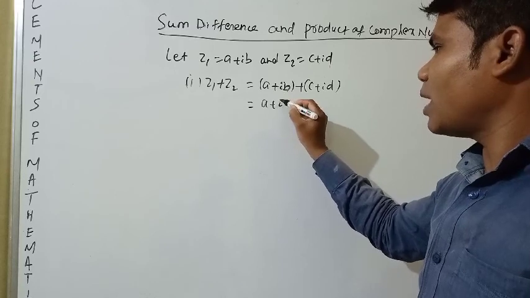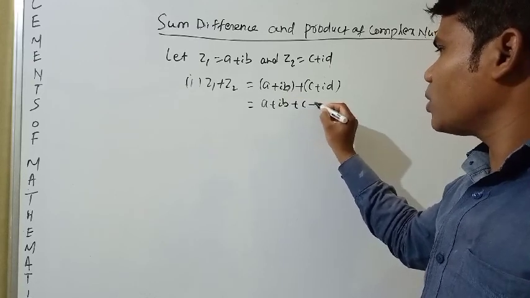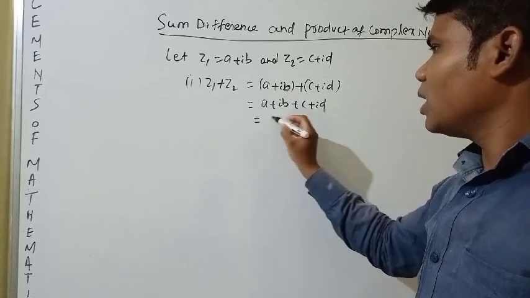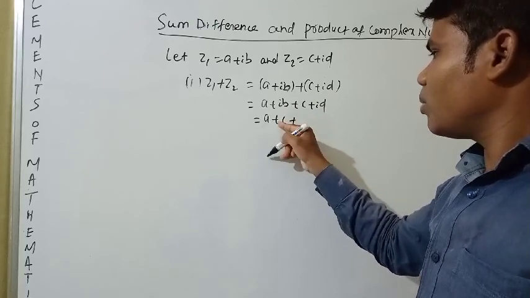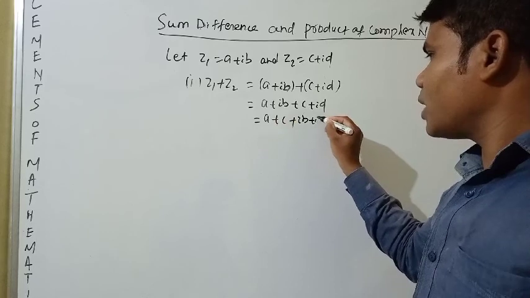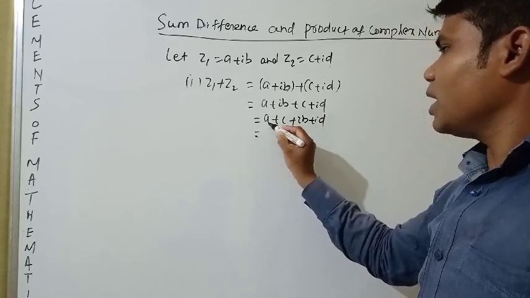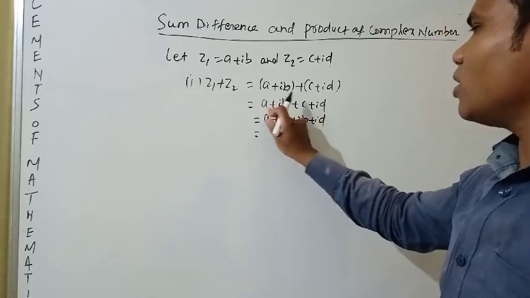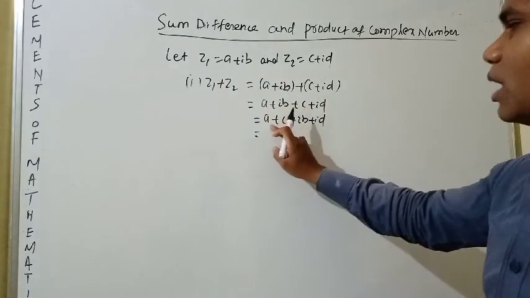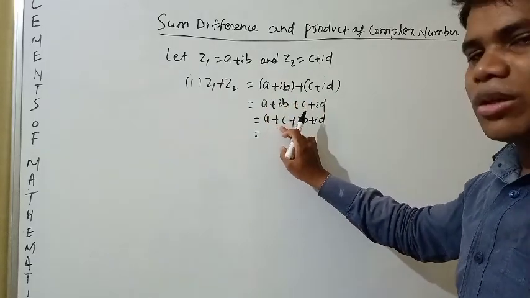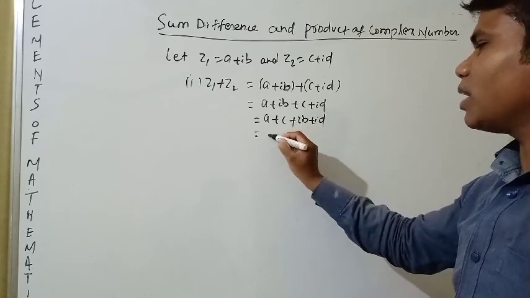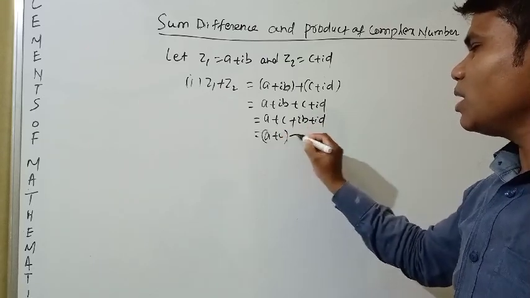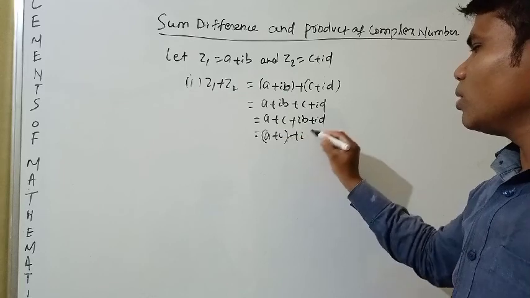Now A plus IB plus C plus ID. That means A plus C plus IB plus ID. You see A is real part, C is also real part. That means real part will be added to the real part and imaginary part B added to the imaginary part. So this is equal to A plus C plus I into B plus D.